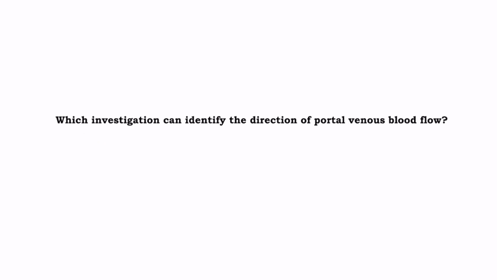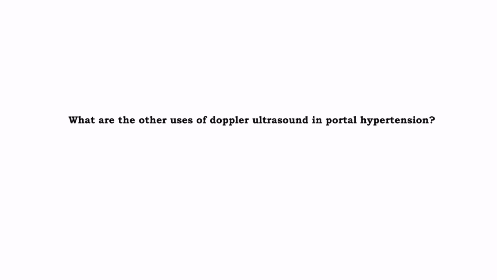Which investigation can identify the direction of portal venous blood flow? Doppler ultrasound. What are the other uses of Doppler ultrasound in portal hypertension? Doppler ultrasound also is useful in evaluating blood flow through surgical shunts and TIPS.